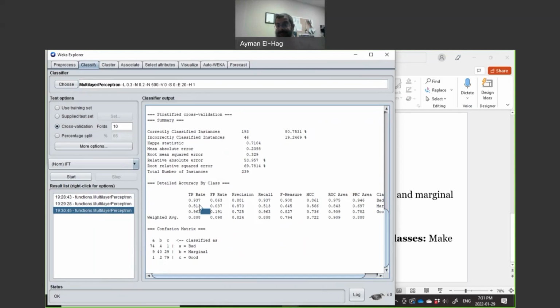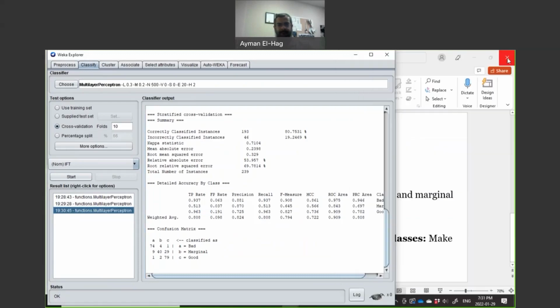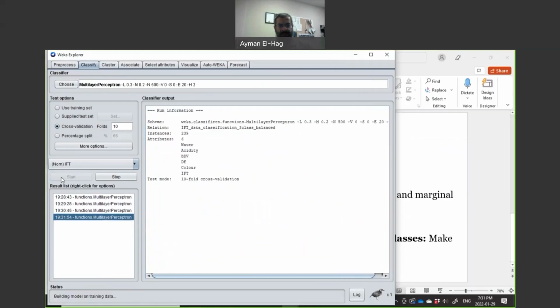Now, but there is a significant improvement here. It was 0.15, now this is 0.513. So this is a good improvement in the marginal. Because now there is not much bias, but still it's not that good. Let's see what if we increase the number of hidden layers to 2, and see what will happen. Start.